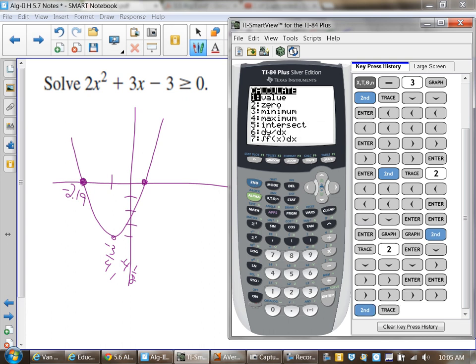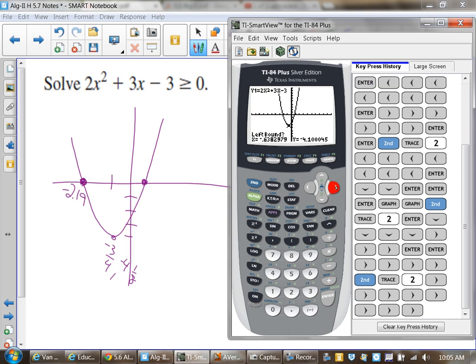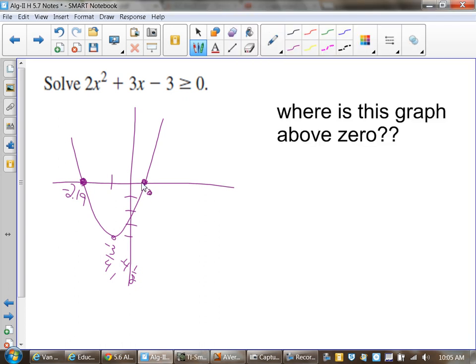What did you guys get for the 0 on the other side? 0.68. All right. Now, I need to figure out where the graph is above 0. Is the graph above 0? Well, it's above 0 going this way, and above 0 going this way, right? So that means for x values greater than or equal to 0.68, it's above 0. Or x values that are less than or equal to negative 2.19 are values that are greater than 0.